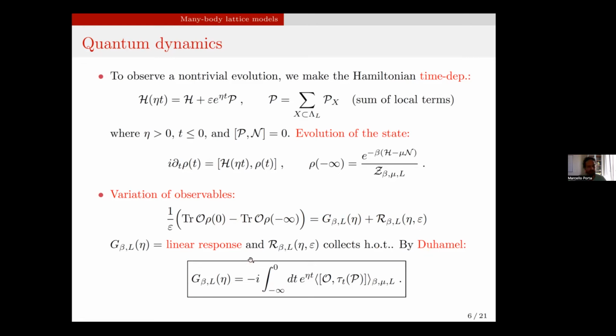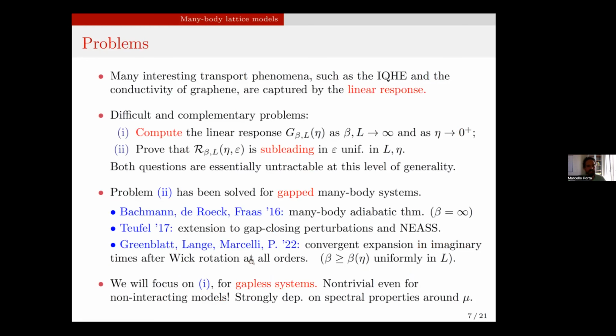So this is the setting, and it turns out that many interesting transport phenomena, such as the integer quantum Hall effect and the conductivity of graphene, are captured by already the linear response transport coefficient. Just by the linear response, we are able to reproduce what is observed in what I showed you before. And there are, at this stage, two difficult and complementary problems that one would like to study mathematically.